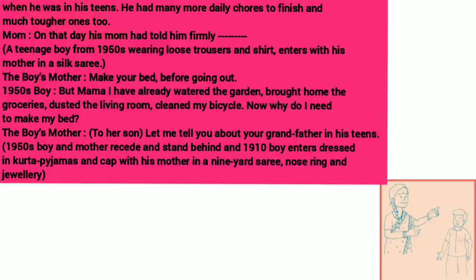A teenager boy from 1950, okay, the boy is of 1950s ka age ka baat chal raha hai, jab uske dadaji rahege na Neil ke tab ka, wearing loose trousers and shirt, you can see in the picture, enters with his mother in a silk sari. Now it is a skit, right, drama chal raha hai, to ye log side mein ho jate hai, Neil and his mom, and then these two characters enter on the stage.